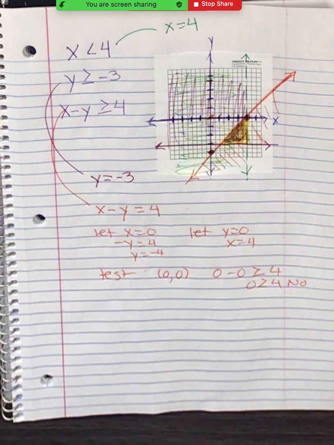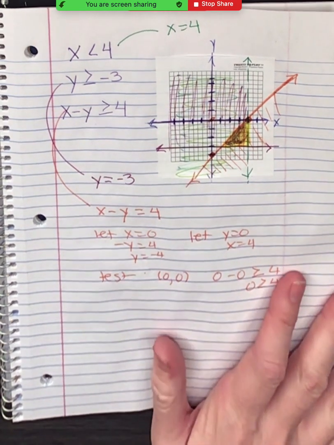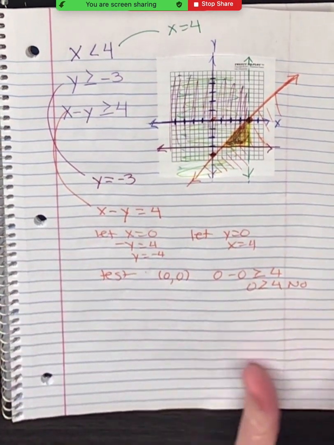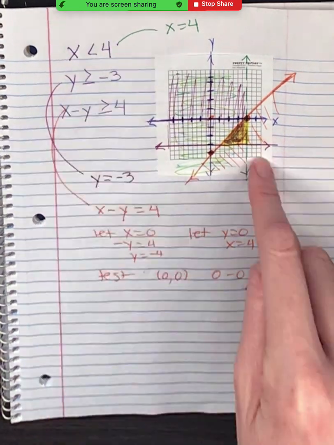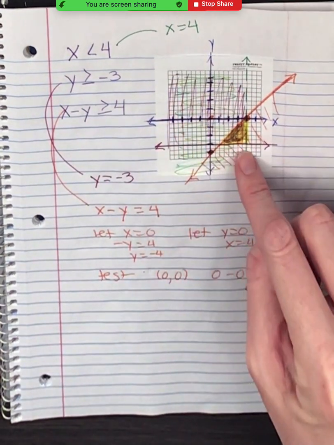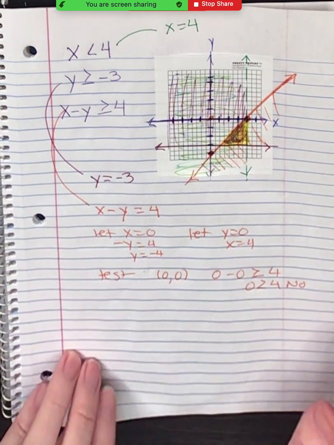All right, let's graph one more, and then I'm going to show you how to be given a graph and write the system that goes with it. So you're graphing each one independently but on the same plane and looking for where the shading overlaps.